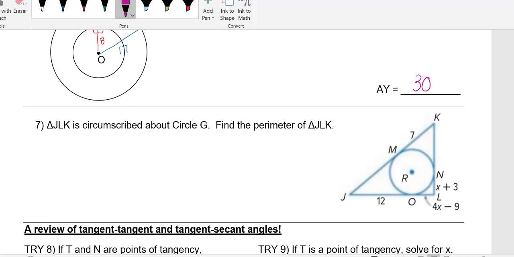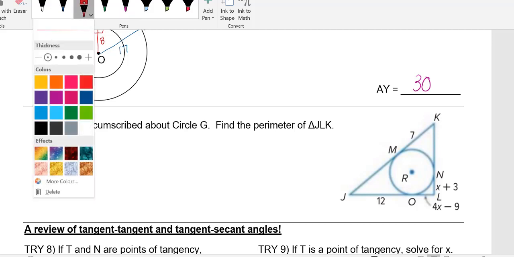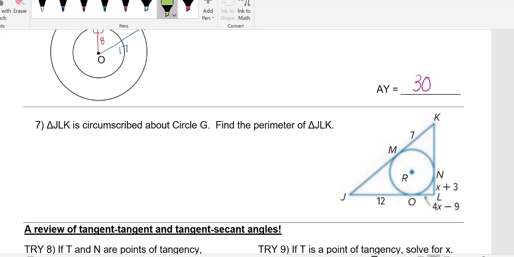Okay, the last thing that we need to chat about today is this idea about our circle that is inside of our triangle, or maybe it's a rectangle. This triangle is circumscribed around this circle, in this case circle R. We're asked to find the perimeter of that triangle. So something to think about here is we have a bunch of tangent segments. If we just focus in on this MK and this KN, that is a tangent segment, and those two lengths are congruent. So I know MK and KN both are 7.